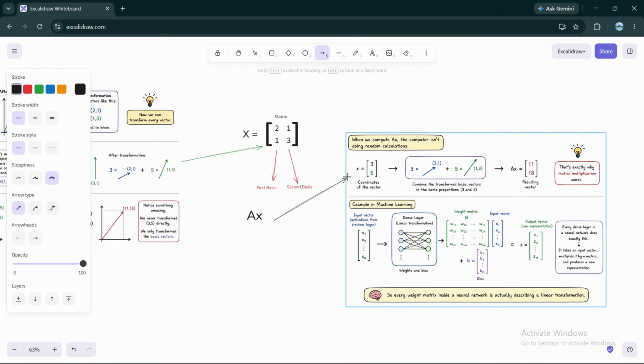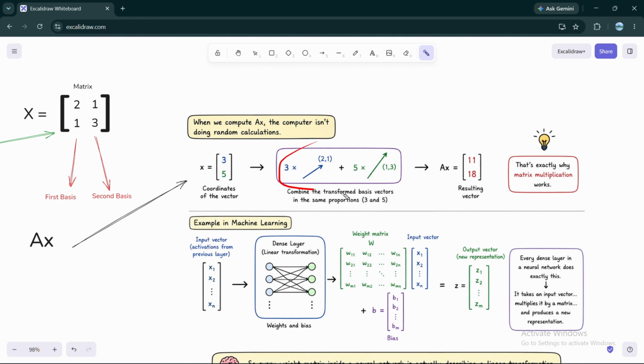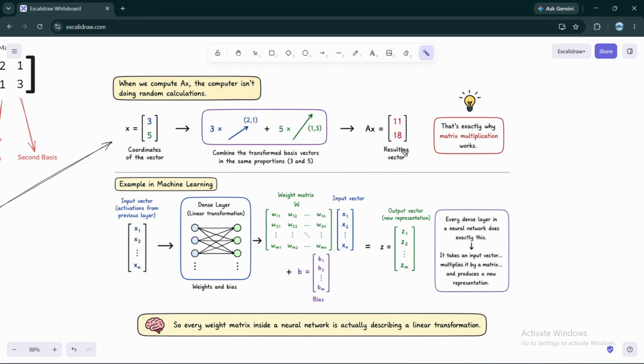When we compute A times x, the computer isn't doing random calculations. It's simply taking the coordinates of the vector, 3 and 5, and combining the transformed basis vectors in the same proportions. That's exactly why matrix multiplication works. For example, in machine learning, when an input vector passes through a neural network layer, every dense layer in a neural network does exactly this. It takes an input vector, multiplies it by a matrix, and produces a new representation. So every weight matrix inside a neural network is actually describing a linear transformation.